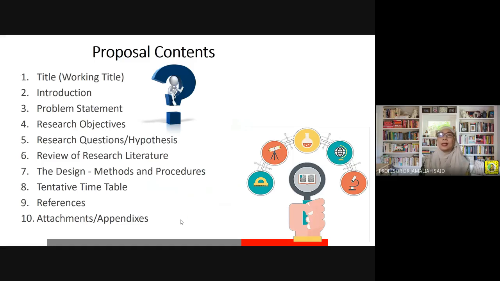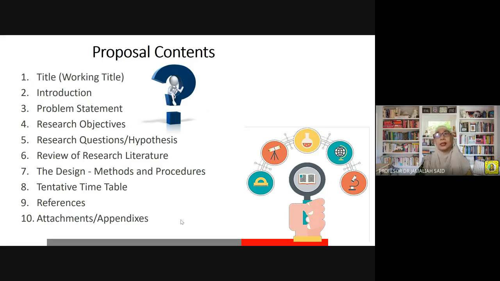Okay, this is where we are going to start the proposal content, because if you are doing master, or in fact if you are doing PhD, you have to present your proposal during the 9th month of your registration, or in other words during the second semester of your registration. So basically this is what you are supposed to present to the postgraduate office.